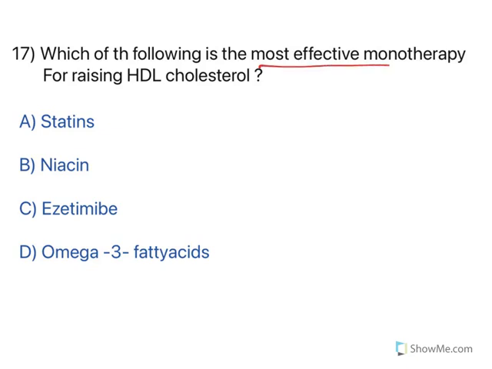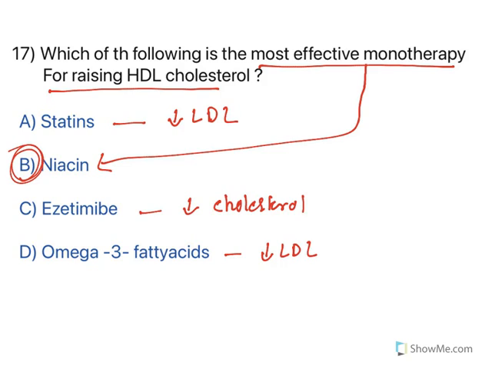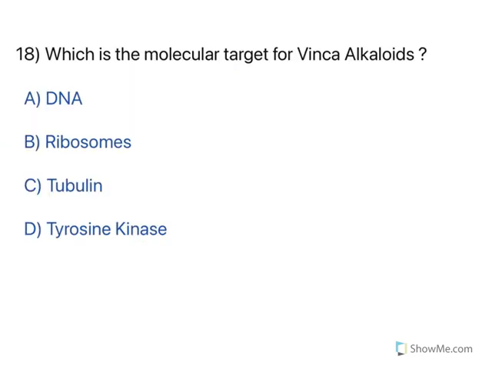Now, which of the following is the most effective monotherapy for raising HDL cholesterol? Now understand this one. Statins, how do they function? They lower LDL. Ezetimibe lowers cholesterol absorption. Omega-3 fatty acids also lower LDL, but the most effective monotherapy for raising HDL cholesterol is niacin. See, omega-3 fatty acids also increase HDL, but the most effective one is niacin. Almost 20% HDL levels are increased by niacin. So this is an important one. Moving to the next one.